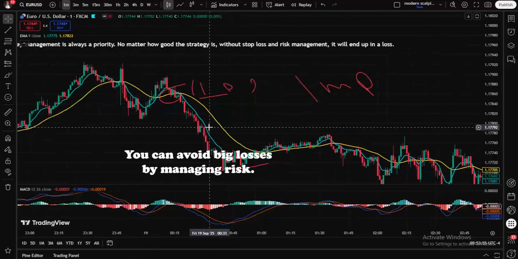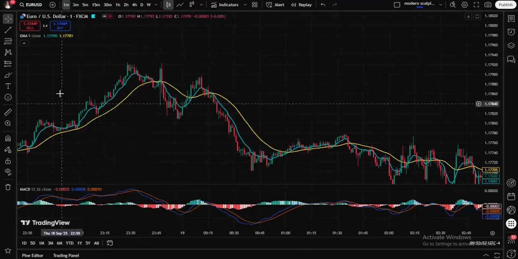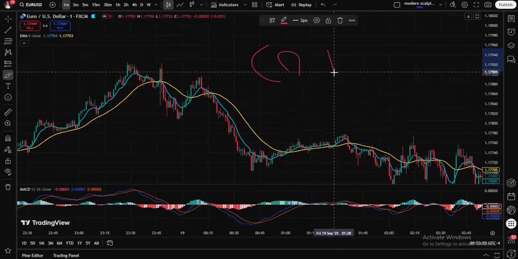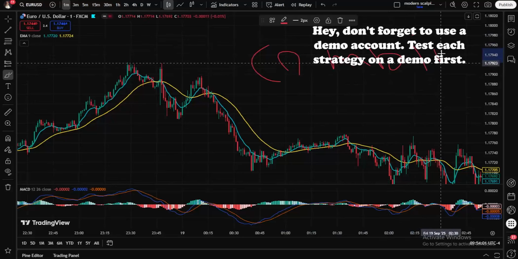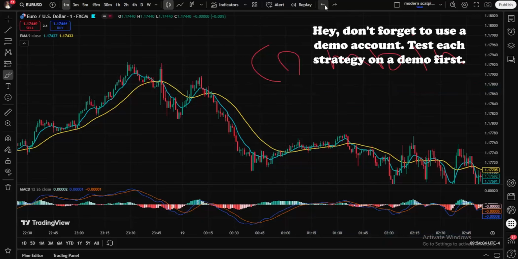2. Scalping is very time-consuming and stressful. So if you want to test EMA 9 or EMA 21, try it on a demo account first.